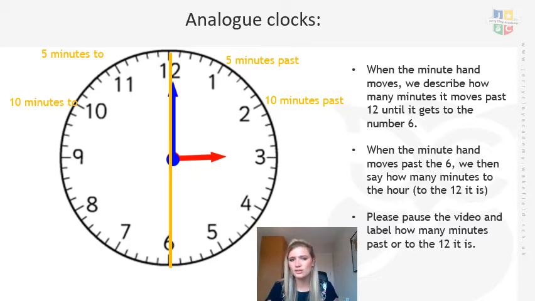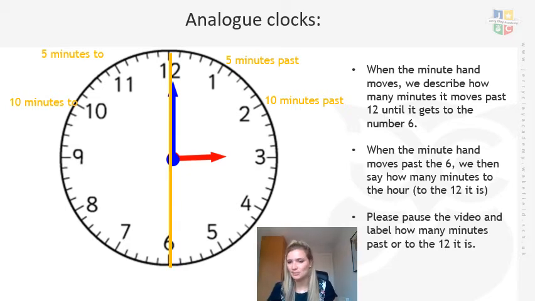Now what I'd like you to do first of all is to pause the video, and I want you to carry on labelling all of the 5 minutes past, 10 minutes past, all the way until you get to the number 6, and then I would like you to stop there, and then come back to the video. Okay, so pause the video now and go and label up from 5 minutes past all the way till you get to the number 6. Okay, so now you've had a go at doing all the past.